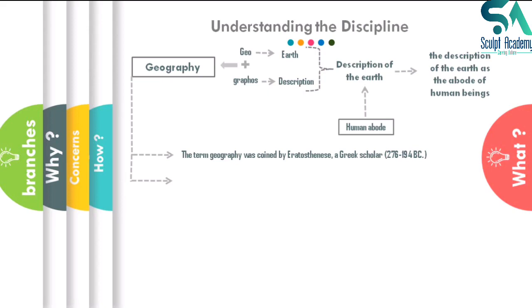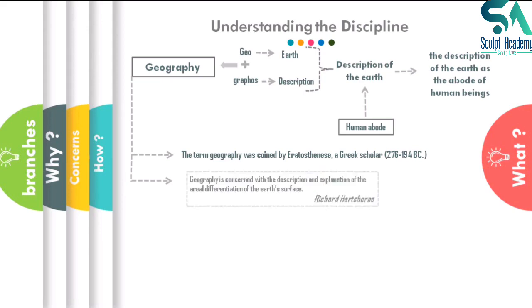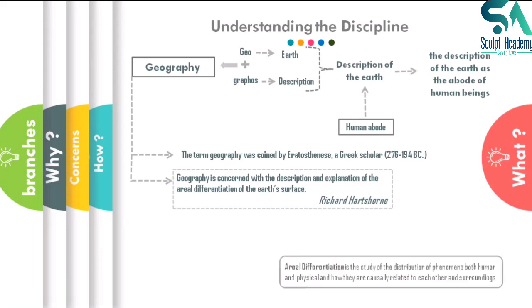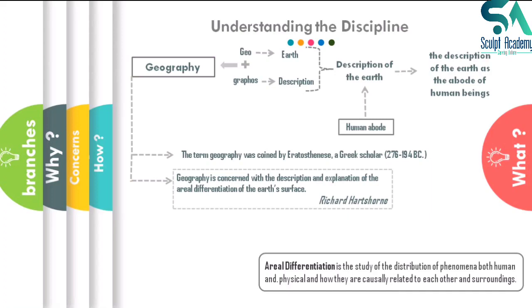Apart from these, various geographers have defined geography. Richard Hartshorne has said that geography is concerned with the description and explanation of the areal differentiation of the earth's surface. What does areal differentiation mean? Areal differentiation means the distribution of the human activities and physical processes that are going on the earth's surface, and the relation between these physical activities and human activities together is known as areal differentiation.